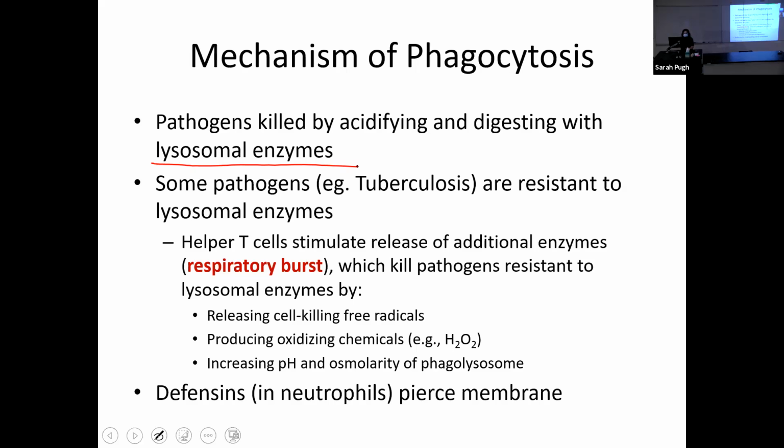A type of lymphocyte called a helper T cell, which we'll talk about later on in the chapter, can actually help by releasing additional enzymes. So maybe in this case, lysosomal enzymes are not enough. So helper T cells will release more enzymes, which are called respiratory burst. The respiratory burst actually produces hydrogen peroxide, bleach, and it can help to kill off those foreign organisms in that way. It can change the pH, which can kill off foreign organisms. And it can also release free radicals, which can kill off those foreign organisms.